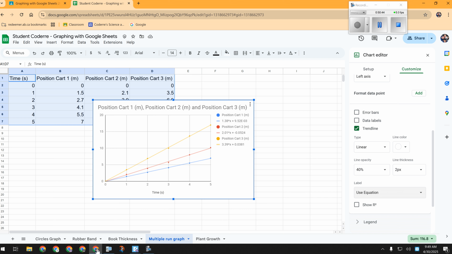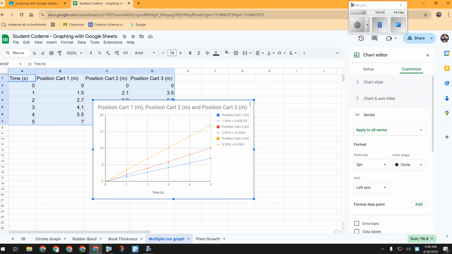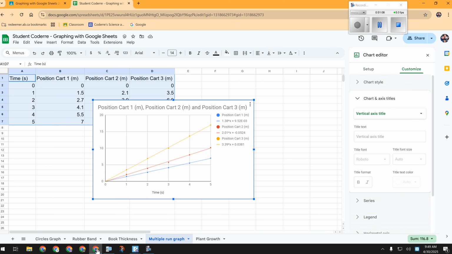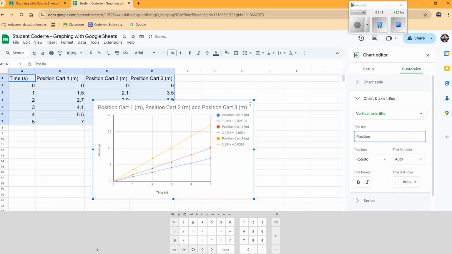What's missing from my graph? A y-axis label with units. There's no y-axis label. There are no units on the y-axis. So what we've got to do here is go back up to chart axis and titles and put that in. See, vertical axis title, and it's blank. So I just click in here where it says title text, or you could click over here and it would put it in as well. And I'm just going to put position in meters.